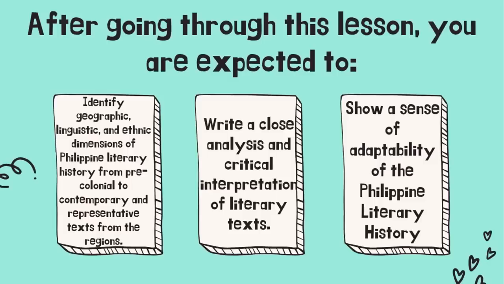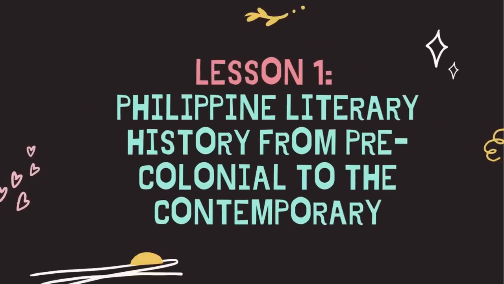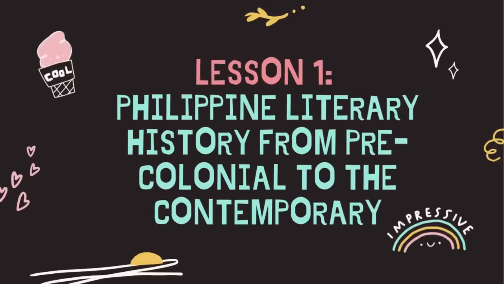First, identify geographic, linguistic, and ethnic dimensions of Philippine literary history from pre-colonial to contemporary and representative texts from the regions. Second, write a close analysis and critical interpretation of literary texts. Third, show a sense of adaptability of the Philippine literary history. Here we are. Let's begin Lesson 1, entitled Philippine Literary History from Pre-Colonial to the Contemporary.